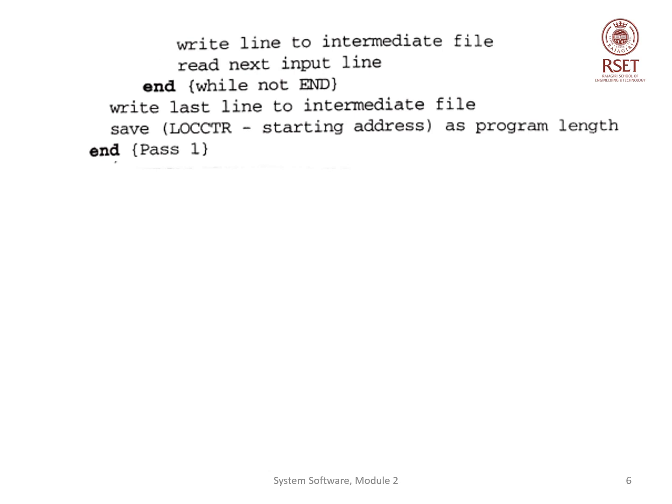Now this is done till end, and the last line is written explicitly to the intermediate file. Now the next line: save location counter minus starting address as the program length. Obviously, the last location counter minus the first address would be the length of the program. This is needed for populating the header record in the output format. You might have already studied: the header record has the symbol H followed by the starting address, length of the program, and that length has to be taken from this.